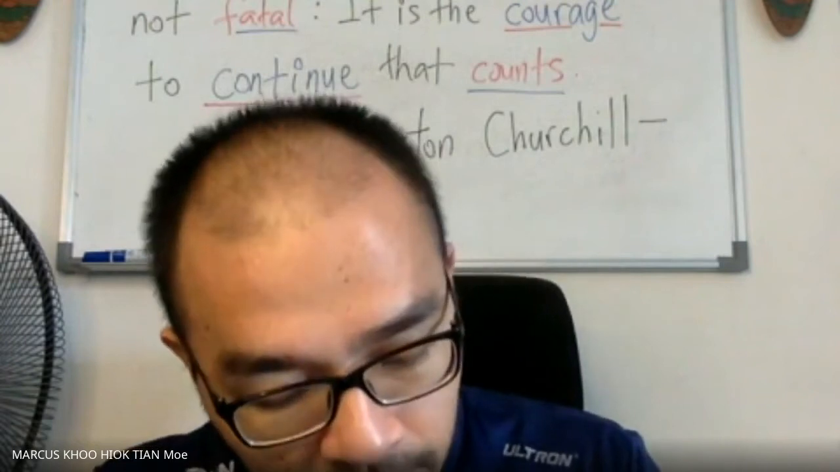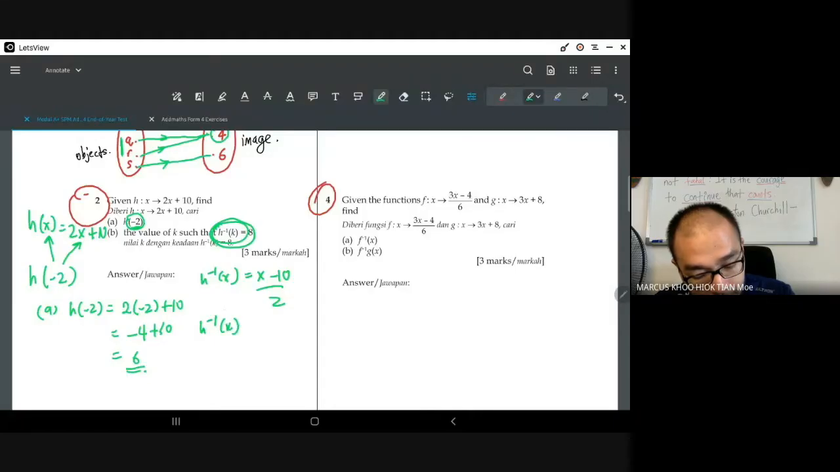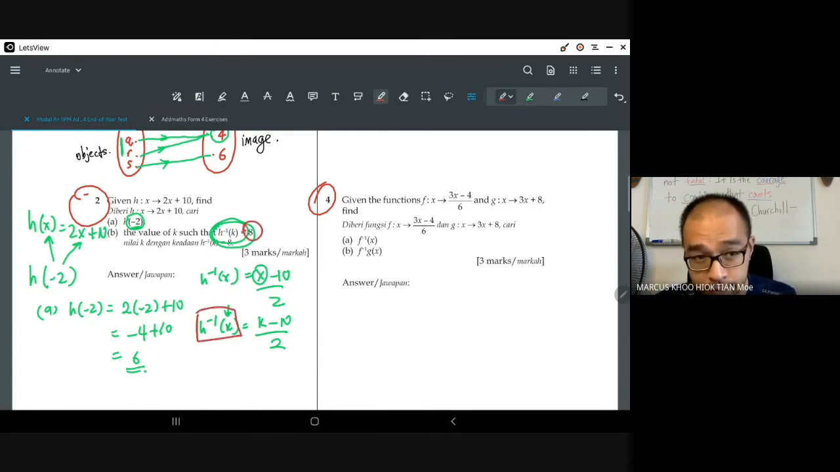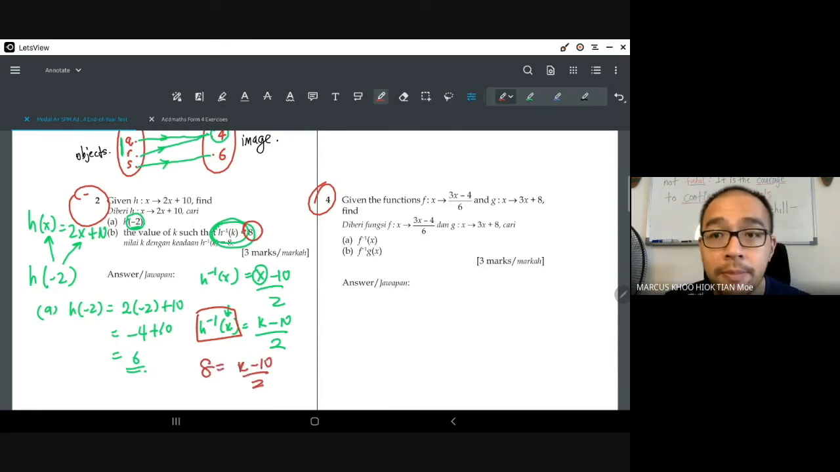The question asks us to find the value of k such that h negative 1 of k equals to 8. Okay, so let's find h negative 1 of k. If inside the bracket is k, this one also must become k minus 10 over 2. And then they said that h minus 1 of k is equals to 8. So 8 equals to k minus 10 over 2. Okay, can you find k, please?